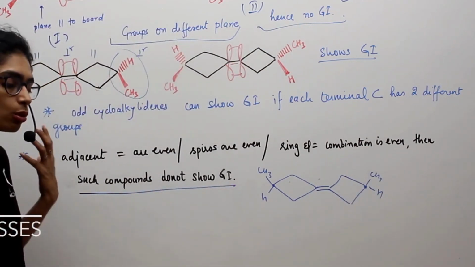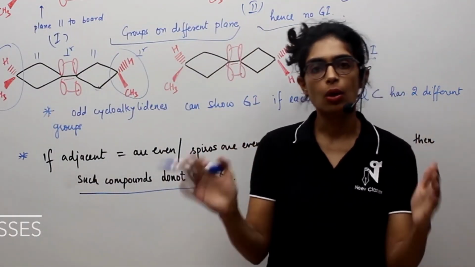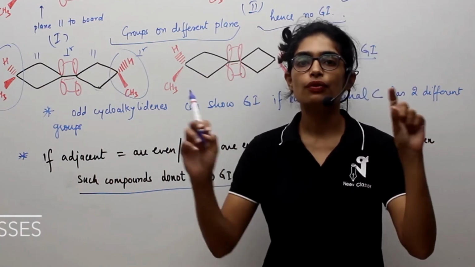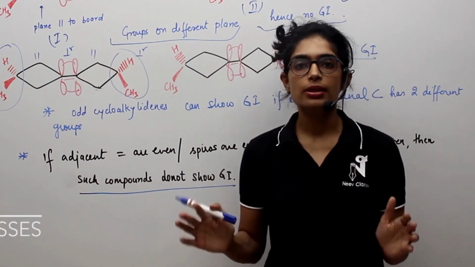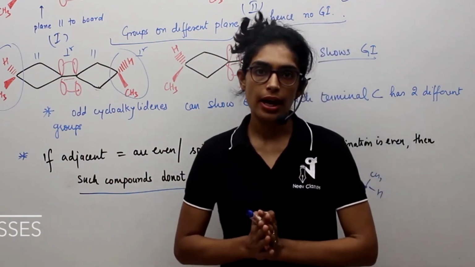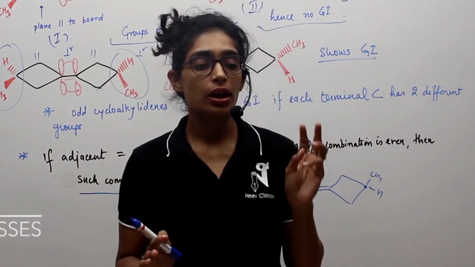You do not have to do anything at that time when you get such questions. You just have to see whether they're even or not, and you have to see whether the two different groups are present on the terminal carbons or not, and that's all. You just need to understand that the odd ones tend to show the GI and even ones do not. Okay, so this is about 3 cases.